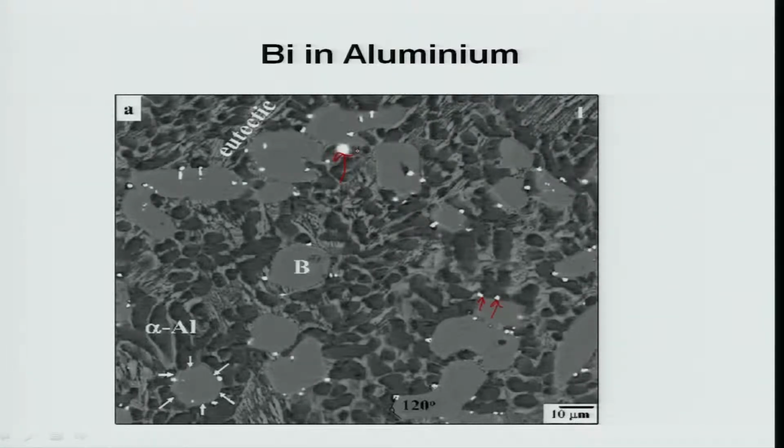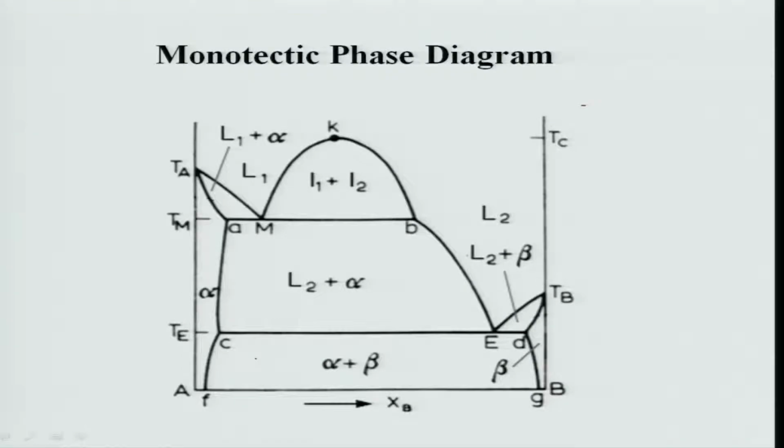So, bismuth comes out as a bismuth liquid, and bismuth melts at 271 degrees Celsius. Therefore, bismuth will remain as a liquid and solidify at the end as droplets, and this is also a signature of liquid phase immiscibility. So, let us now discuss the monotectic phase diagram in detail. Knowing this background information, let us now discuss that.